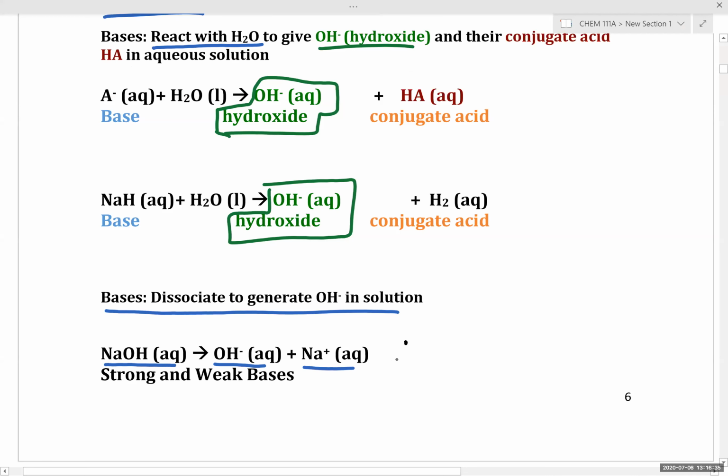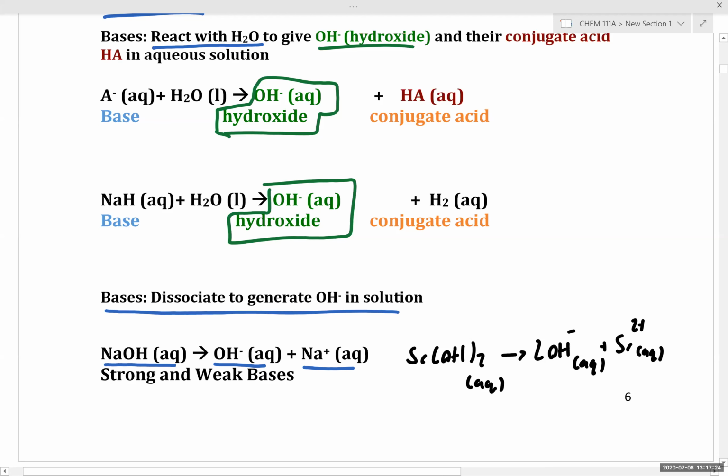Another example of this phenomenon is strontium hydroxide. How many hydroxides are generated from strontium hydroxide? Strontium hydroxide is a soluble hydroxide salt. Just looking at its chemical formula, how many hydroxide ions do we get from strontium hydroxide? We get two of them. So we have two OH minus and strontium 2 plus.